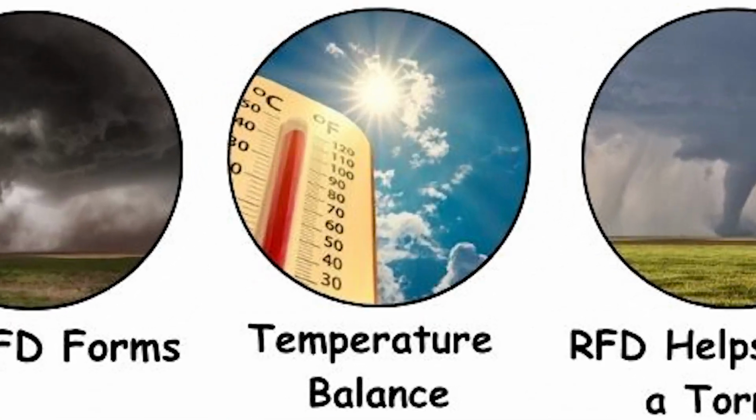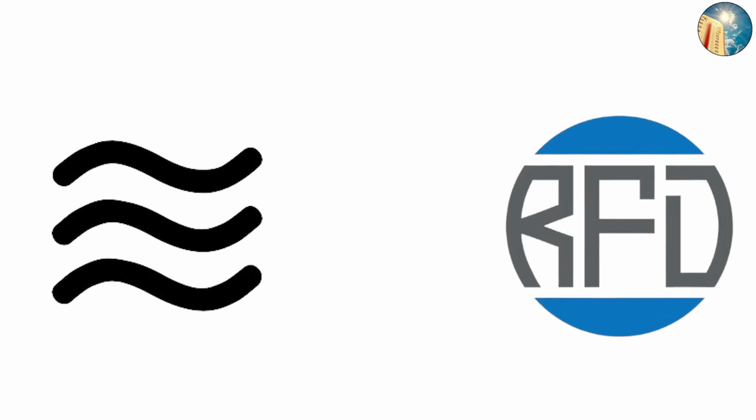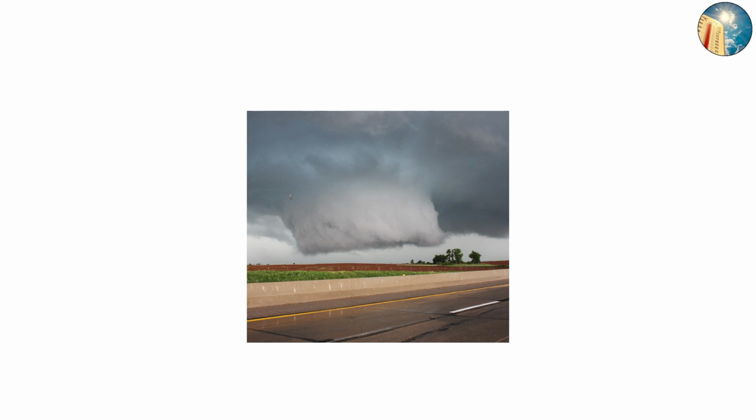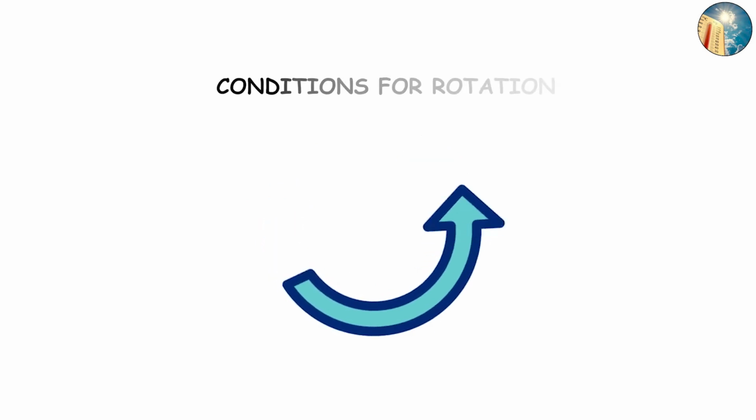The temperature balance that sparks tornadoes. One of the most crucial details about the RFD is temperature. If the air inside the RFD is too cold, it can actually choke the storm's updraft, killing any chance of a tornado forming. But if it's only slightly cooler than the surrounding air, it creates the ideal conditions for rotation.